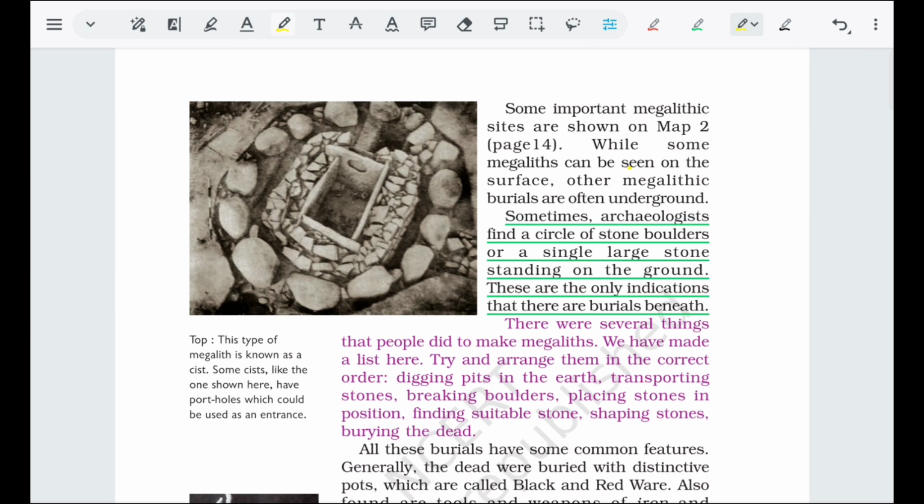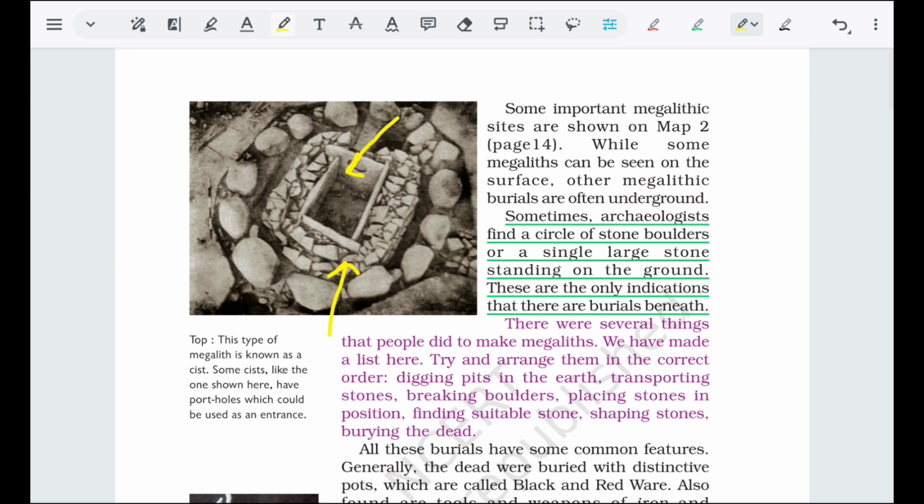So this is the burial site of the megalith. This type of megalith is known as a cist. Some cists, like the one shown here, have a porthole which could be used as an entrance. So this is the porthole here.